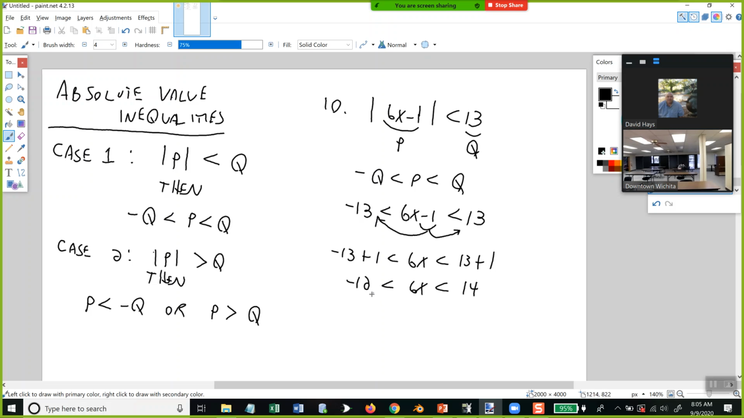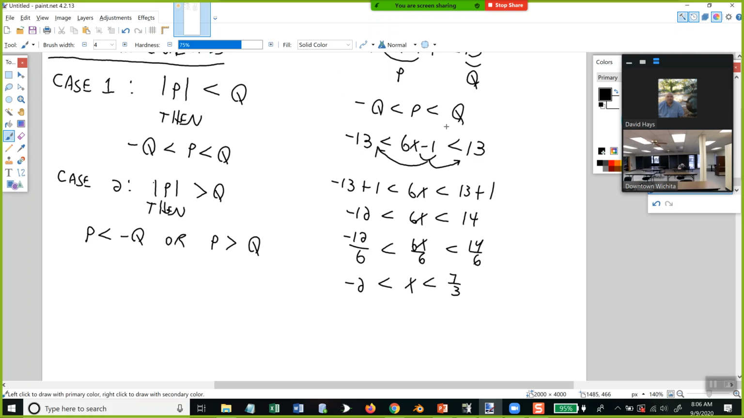Then our last step is to divide all three sides by the number in front of your x. So we'll divide all three sides by 6. That gives us negative 2 is less than x is less than 14 over 6, which reduces to 7/3. Now that's our form.